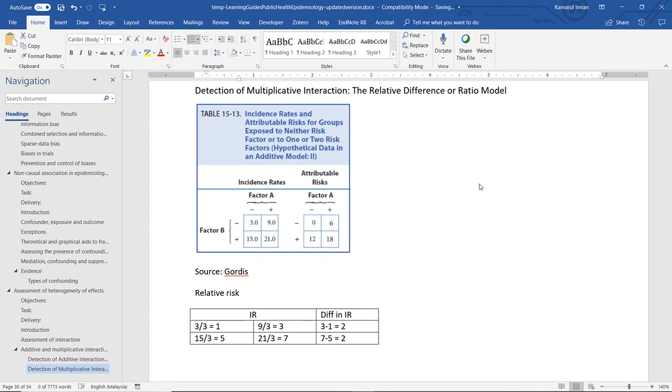So this is the hypothetical data in an additive model. This is in table 15.13 in Leon Gordis's book Epidemiology. So this is IR, incidence rate. So this one, 3 over 3, 15 over 3, 9 over 3 and 21 over 3, you got 1, 5, 3, 7. So the difference in incidence rates, 3 minus 1 is 2, and 7 minus 5 is also 2.